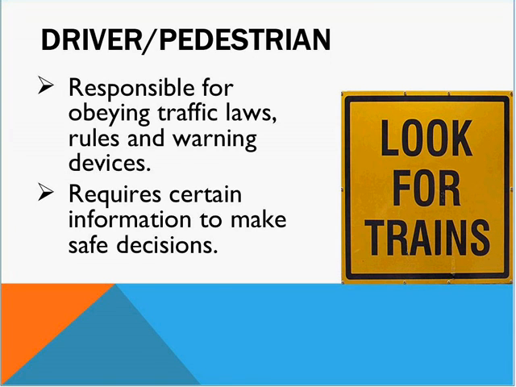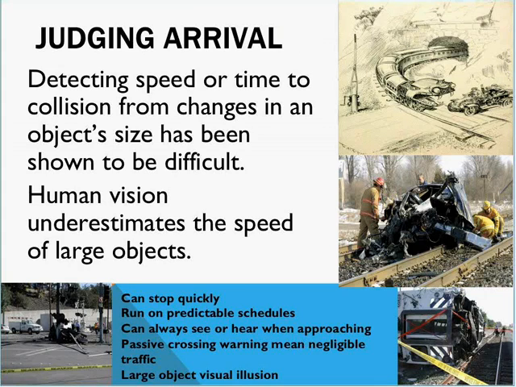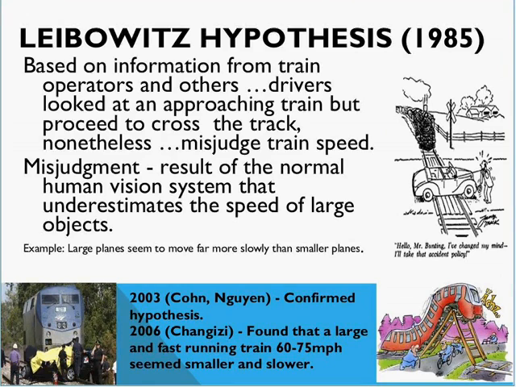Drivers and pedestrians have a responsibility to look for trains. They can't depend on the train operator being able to deal with every situation. Time is a pedestrian's enemy. One of the things that has been studied is the ability to judge arrival time. Most studies have found that vehicle operators and pedestrians have a difficult time judging the arrival of a train. And the reason for that was discovered.